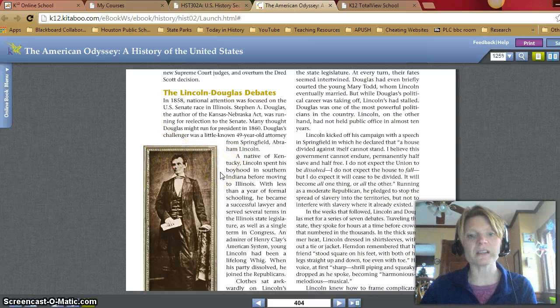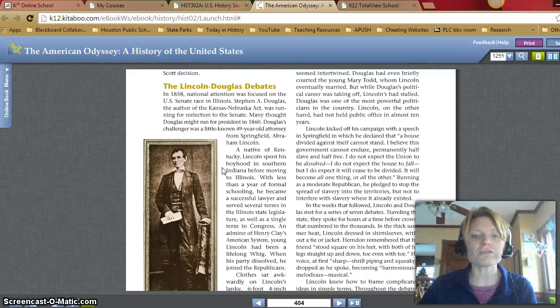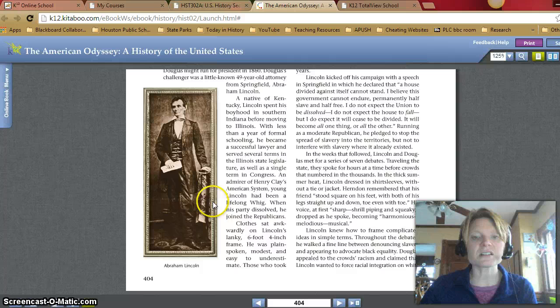A native of Kentucky, Lincoln spent his boyhood in southern Indiana before moving to Illinois. With less than a year of formal schooling, he became a successful lawyer and served several terms in the Illinois state legislature as well as a single term in Congress. An admirer of Henry Clay's American System, young Lincoln had been a lifelong Whig. When his party dissolved, he joined the Republicans.